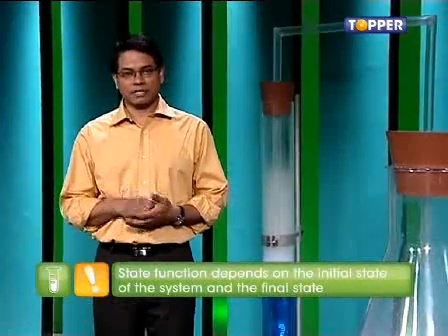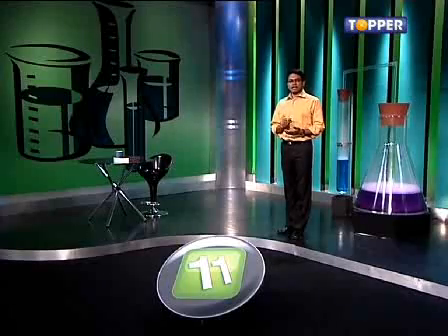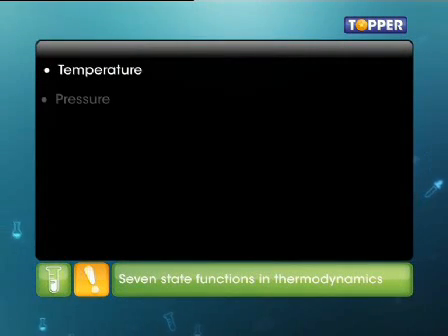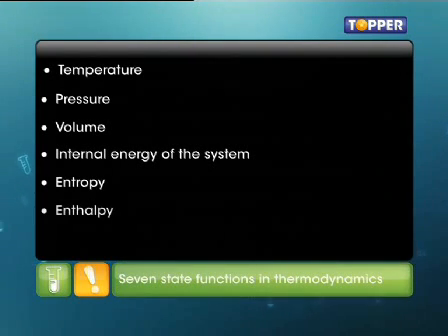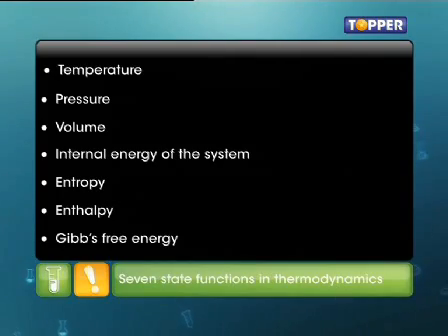Now there are 7 state functions in thermodynamics. What are these state functions? Well, a state function is a property of a system that depends only on the current state of the system and not on the path by which it got to this state. This means a state function depends on the initial state and the final state of the system and is independent of the way the final state is reached. There are 7 state functions in thermodynamics. They are temperature, pressure, volume, internal energy of the system, entropy, enthalpy, and Gibbs free energy.